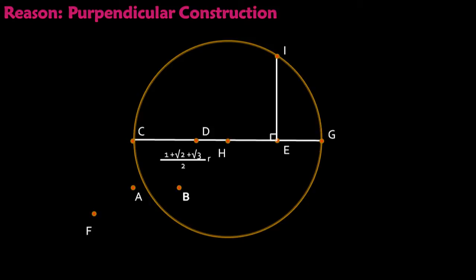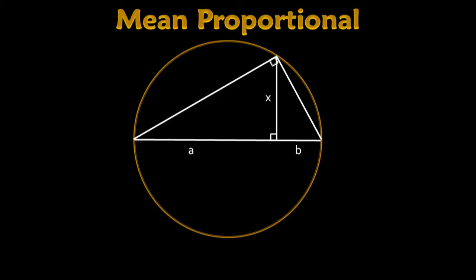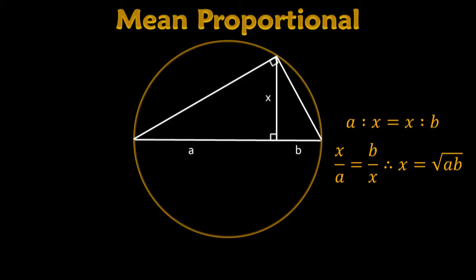Now, some of you might recognize the opportunity to take a shortcut here. Sometime during high school geometry, we all stumbled upon the mean proportional theorem. We might even have had to prove that A is proportional to X, as X is proportional to B, and therefore, X equals the square root of A times B. As a special case, if we let B equal 1, then X equals the square root of A.